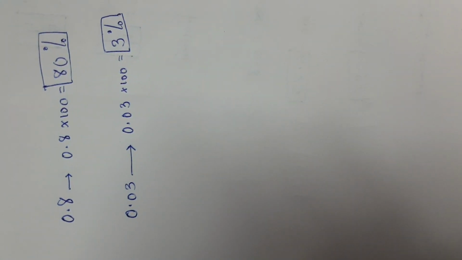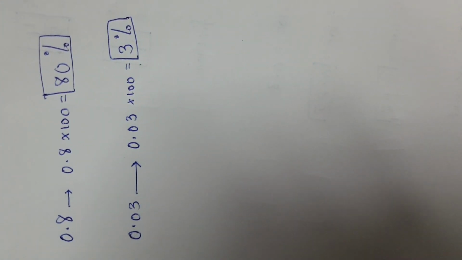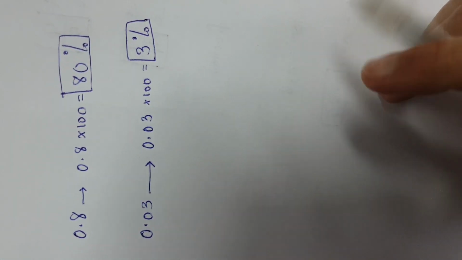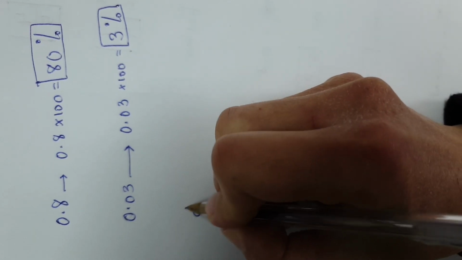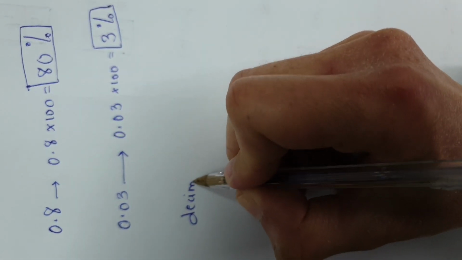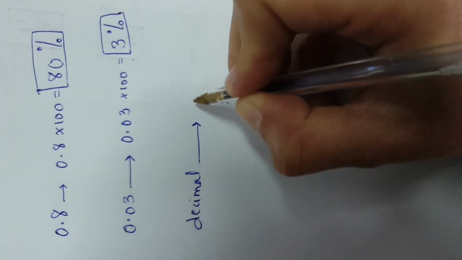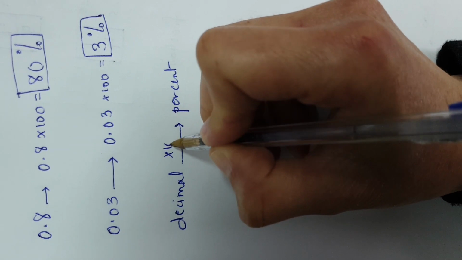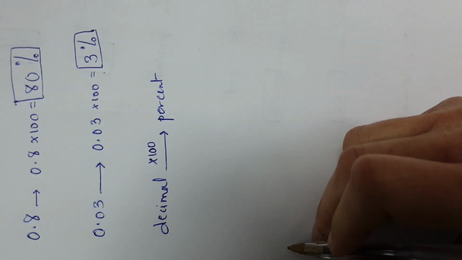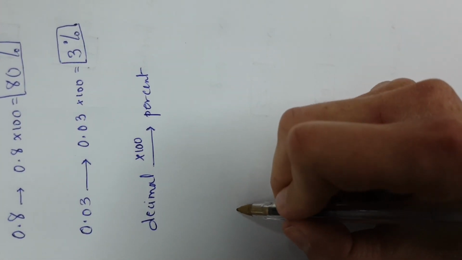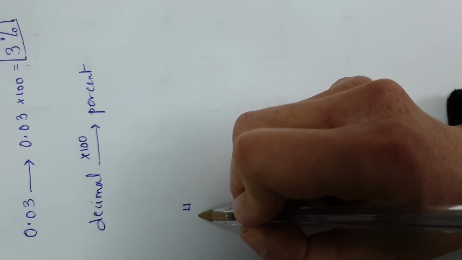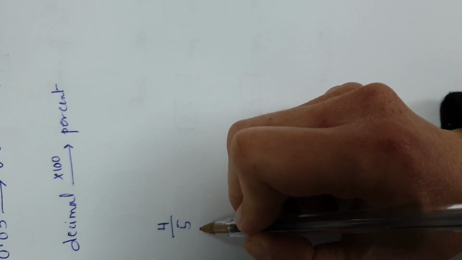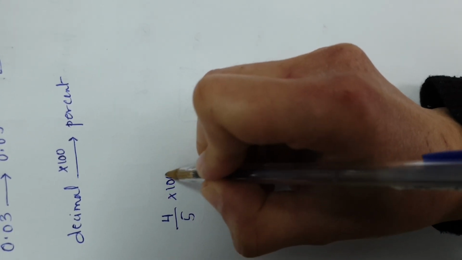So any decimal you're given and we want to convert it into a percentage, we just multiply the decimal given by 100. The same thing could be done with a fraction. If, for example, I have a fraction 4 out of 5 and I need to change this into a percent, I just multiply the fraction by 100.